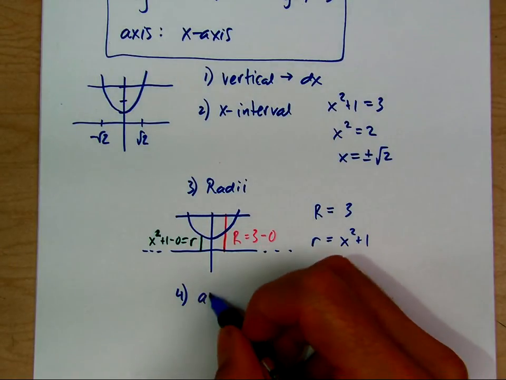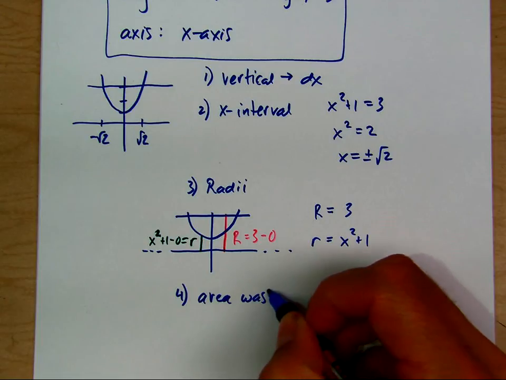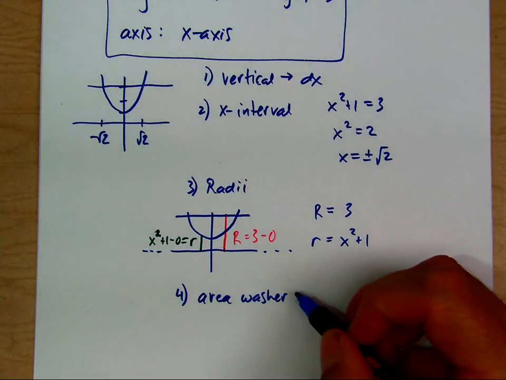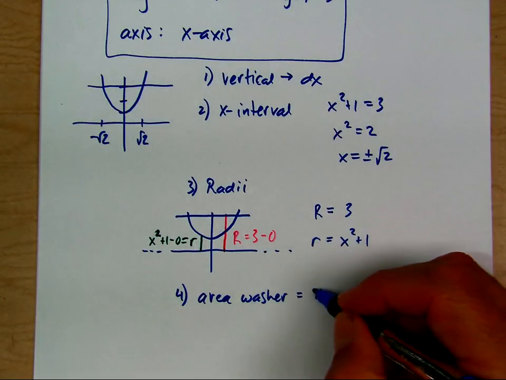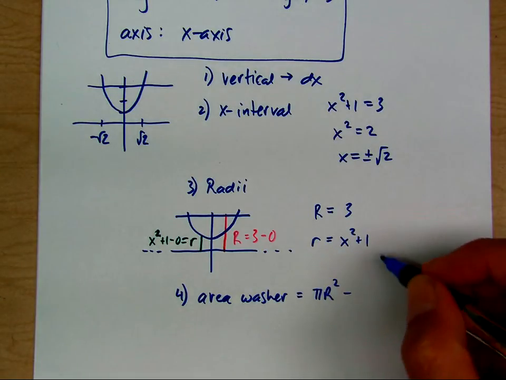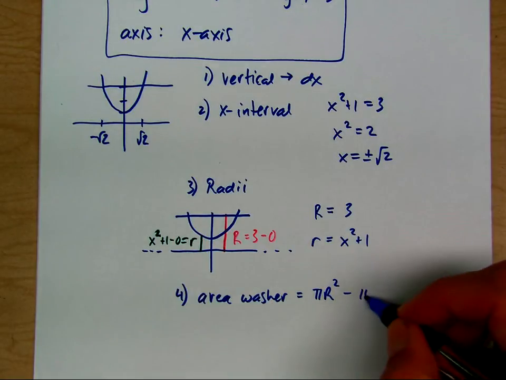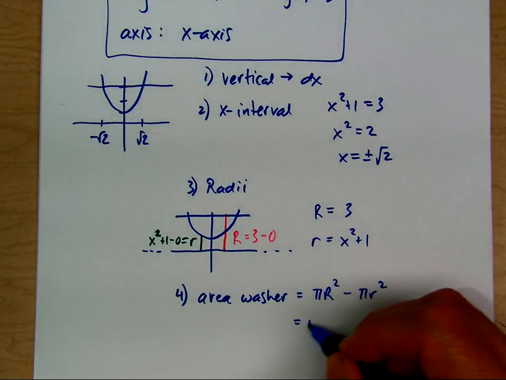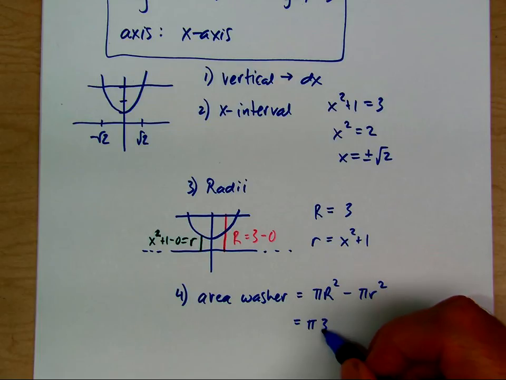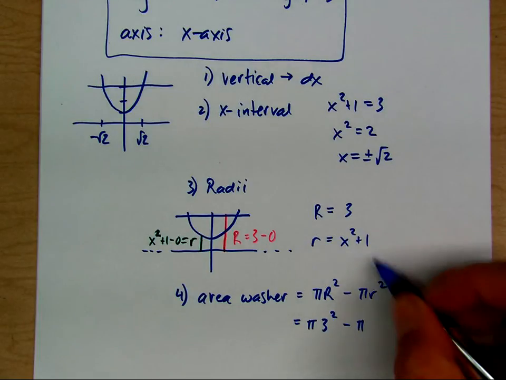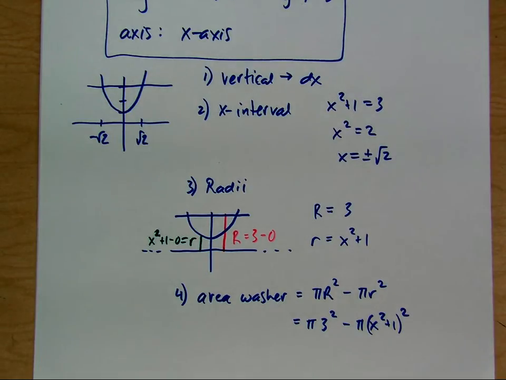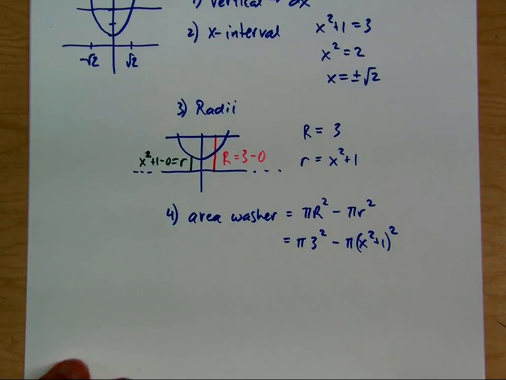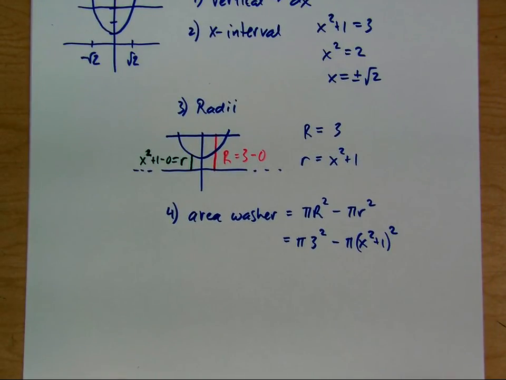And let's find the area of a washer. That will be the large circle minus the small circle. So we'll have the large circle with the large radius, that's pi R squared, minus the small circle with a small radius. So that's 3 squared, lowercase r, x squared plus 1 squared.